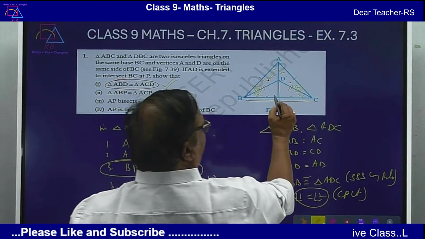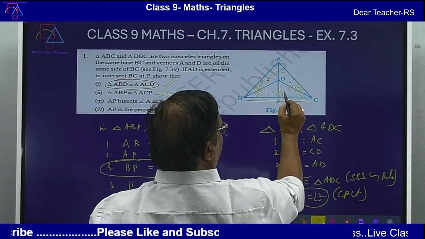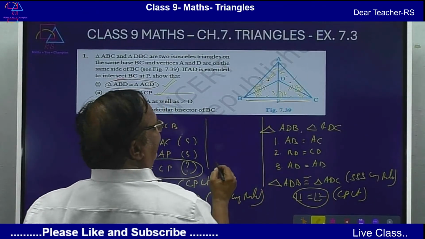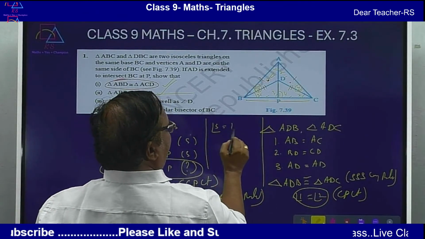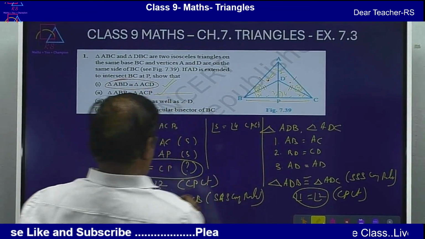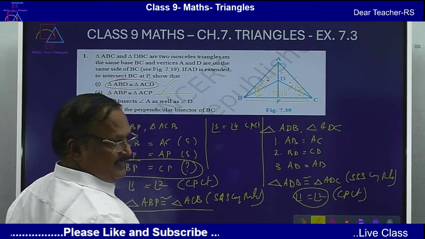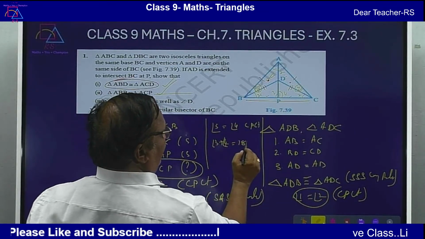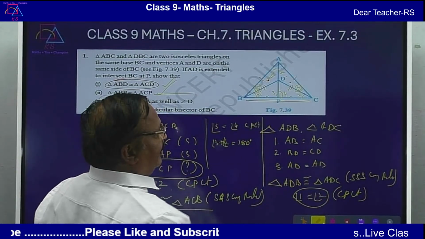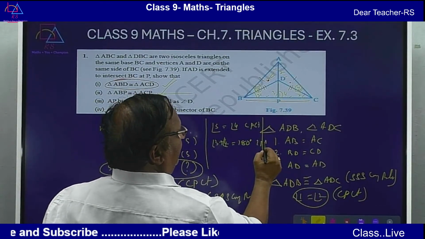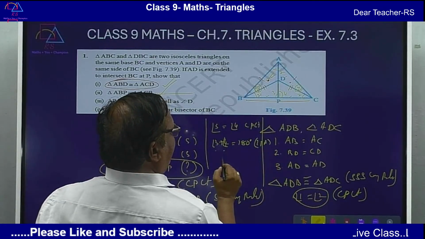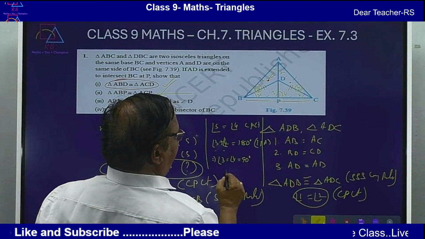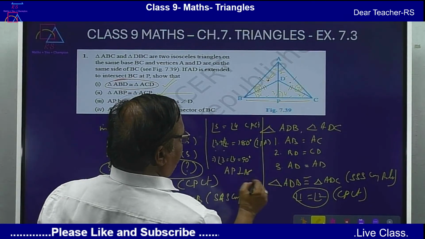That means you find out these two angles. These two also, angle 3 is equal to angle 4 by CPCT. But 3 plus 4 is how much? 180 degrees, linear pair. But these two are equal. So, that implies angle 3 is equal to angle 4 is equal to 90 degrees. So, AP is perpendicular to BC.